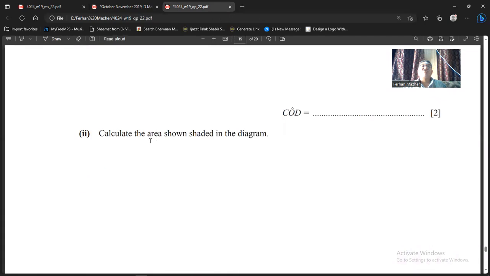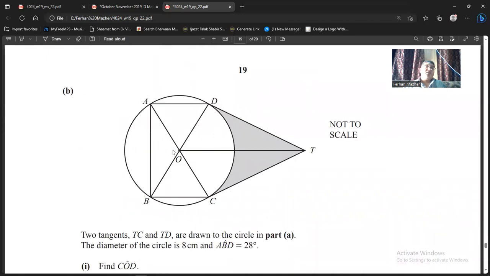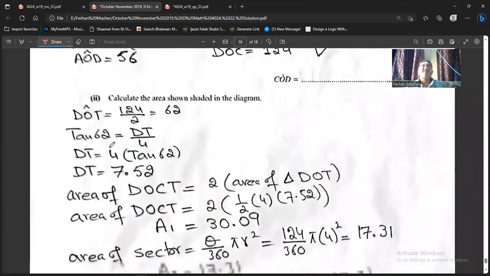Okay, then their question is: calculate the area shown shaded in the diagram. So I will find the area of this triangle. I will double it, and from this I will subtract the area of this sector. The remaining will be the shaded area. This is the strategy. And we know that this radius is 4. So very easily I can find out this.